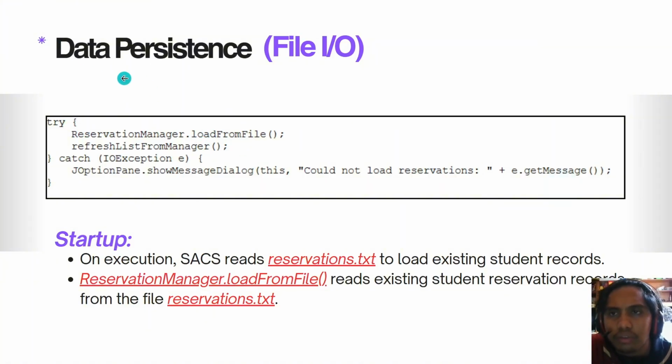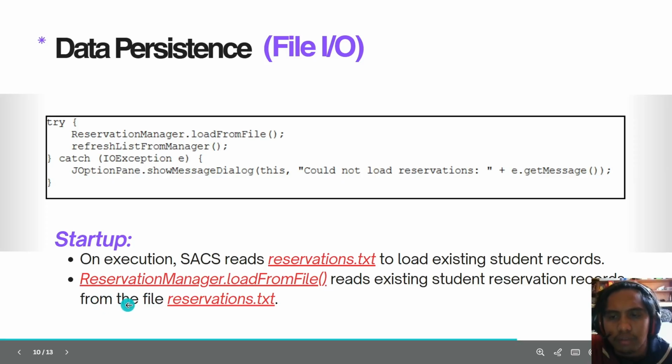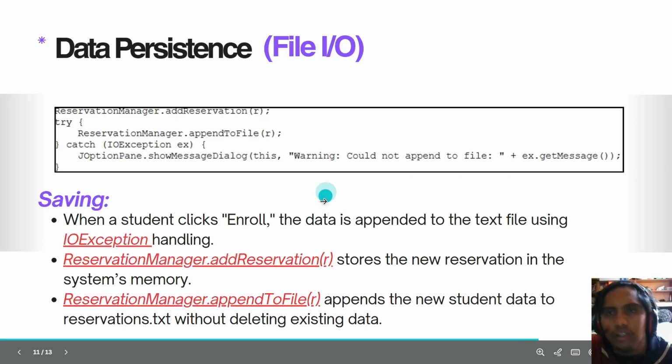So right now we go to data persistence, file IO. So that's the command that we use. For the startup on execution, it reads reservation.txt to load existing student records. ReservationManager loadFromFile reads existing student reservation records from the file reservation.txt.